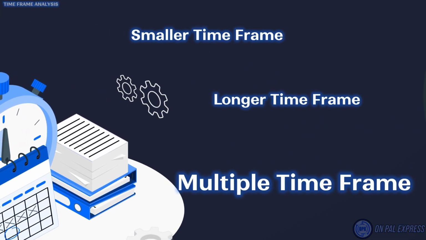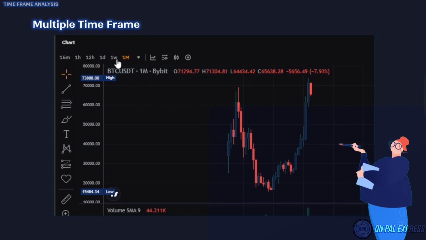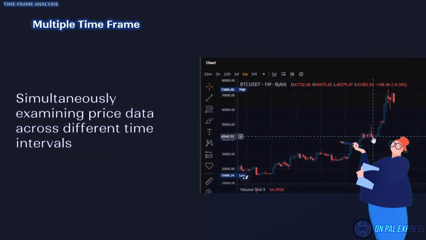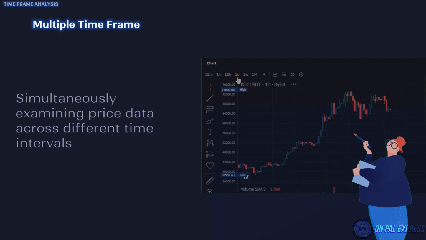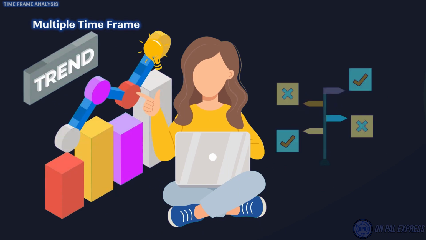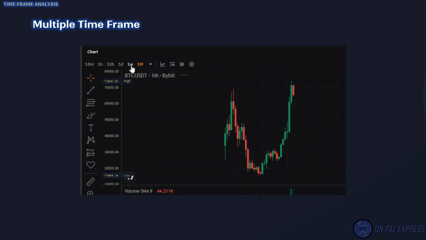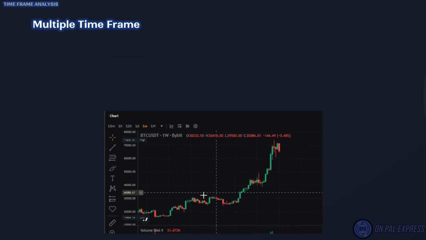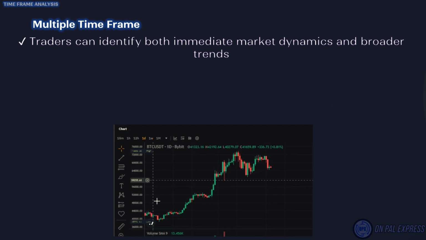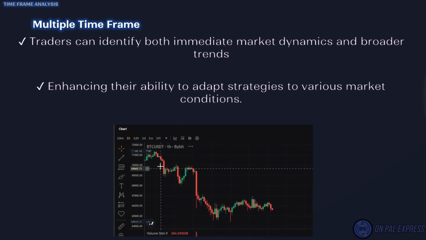The last but not the least type of time frame is the multiple time frame. Multiple time frame analysis involves simultaneously examining price data across different time intervals. Traders use this approach to gain a comprehensive understanding of market trends and make more informed decisions. By analyzing multiple time frames, such as smaller and longer time frames, traders can identify both immediate market dynamics and broader trends, enhancing their ability to adapt strategies to various market conditions.